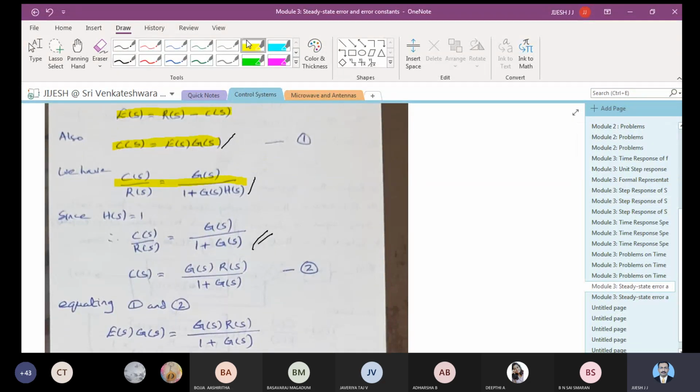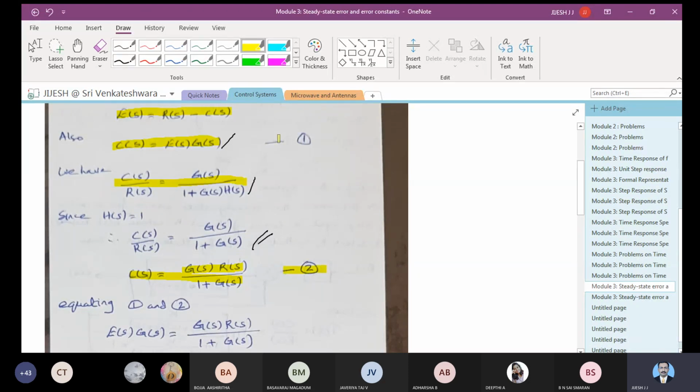So here, now I have an option to substitute the terms. C of s can be written as G of s into R of s. I just multiplied C of s, R of s with G of s. So I can write C of s is equal to G of s into R of s divided by 1 plus G of s. It's given as equation number 2.